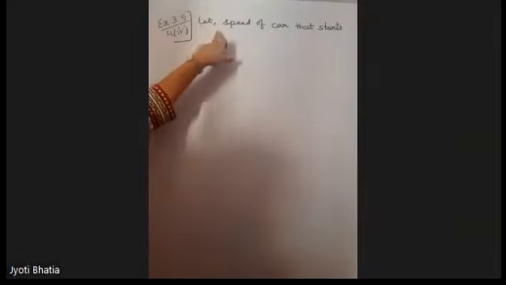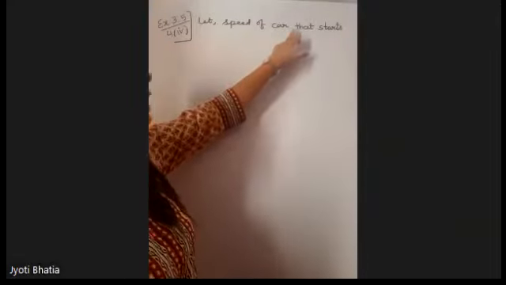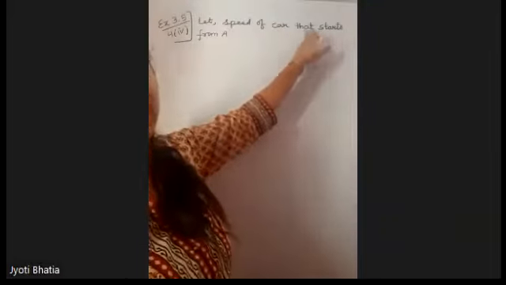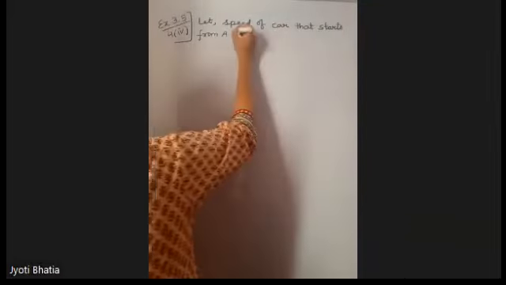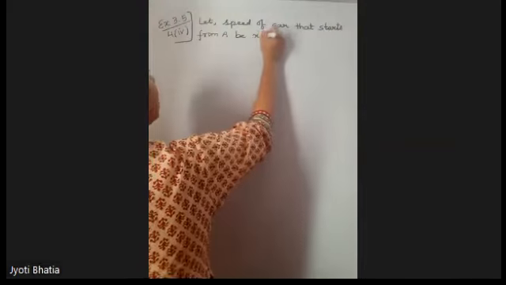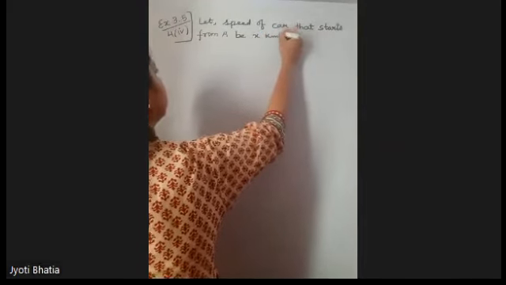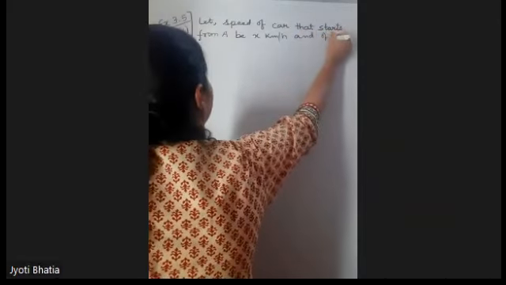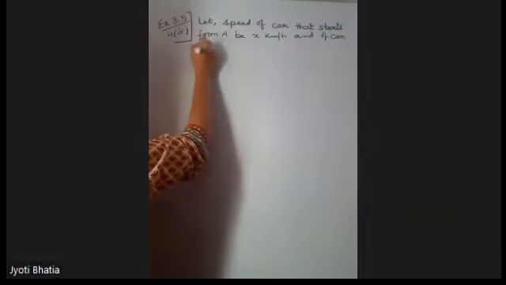Now, children, see, we are going to write speed of car that starts from A. We are not going to write the speed of car A. Car is not A, please find it. It is place A and car is starting from there. So I'm writing car that starts from A be x kilometer per hour. And of car that starts from B.